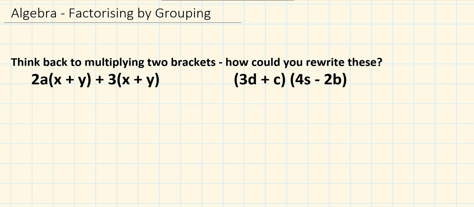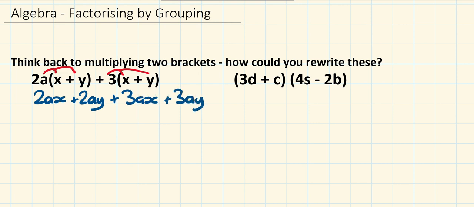So if we take a look at this first one here, we want to do 2a multiplied by x and 2a multiplied by y. So it becomes 2ax plus 2ay. And then you do the same thing on the second one, 3a by x and 3a by y, so plus 3ax plus 3ay. Very simple, you just multiply out your brackets.